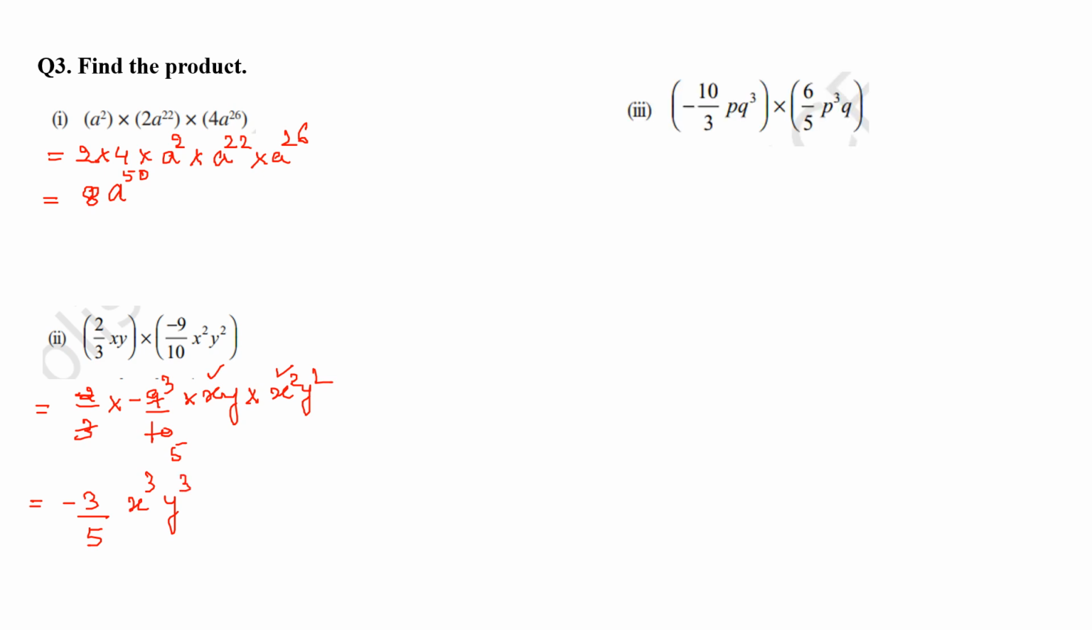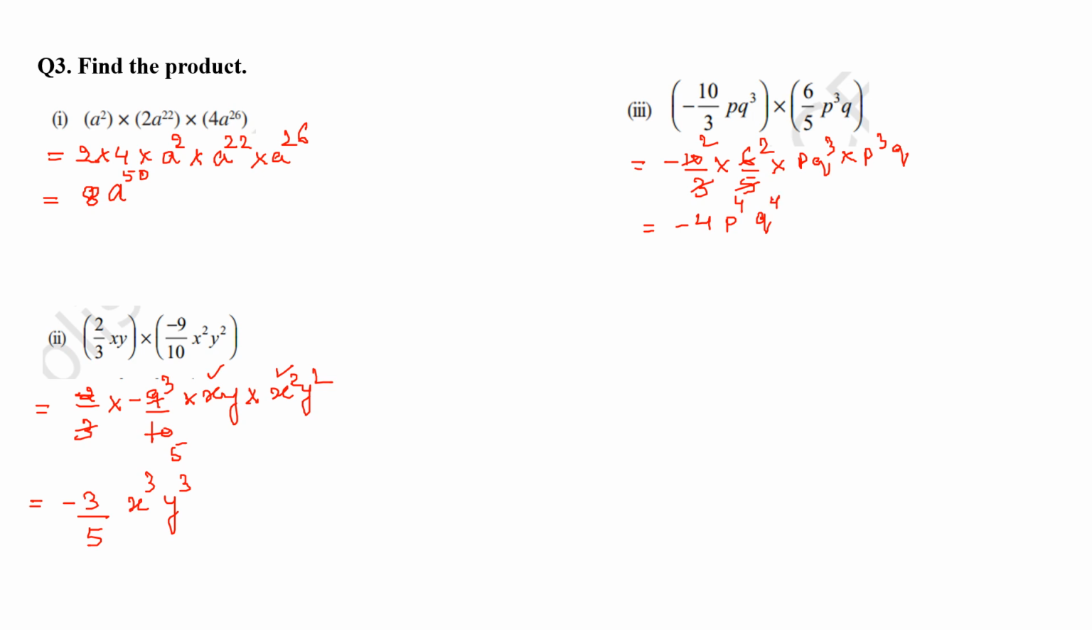Now moving to the next question. Minus 10 by 3 p cube q multiplied by 6 by 5 p q cube. So again multiply the numerical coefficient and then multiply the variable part. Okay. So 5 times 2 will give 10, 3 times 2 will give 6. So it will become minus 4. P into P will give P to the power 4. Q to the power 3 into Q will give Q to the power 4. So this is the product.